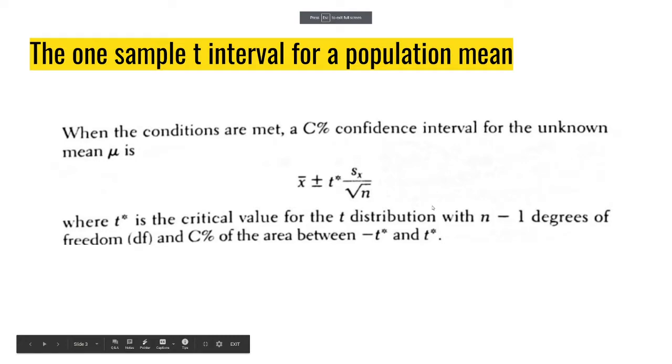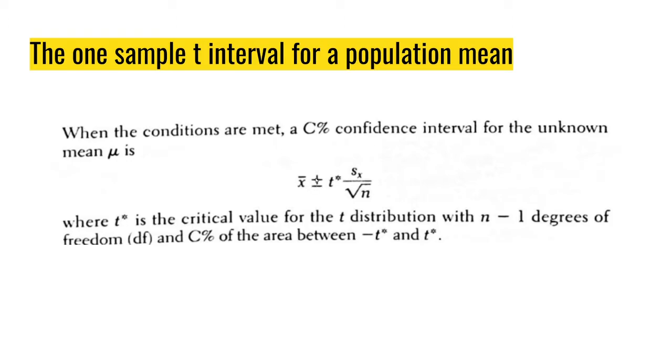So first of all, let's look at the formula. The formula is x bar, which is your sample mean, plus or minus your critical value. This time it's not z star anymore, it's t star, times the standard deviation over square root of n. So this formula is very similar to what we have in proportion. Again, it's the point estimate plus or minus the margin of error, but the details differ: our critical value is different, and over here the standard deviation is different.